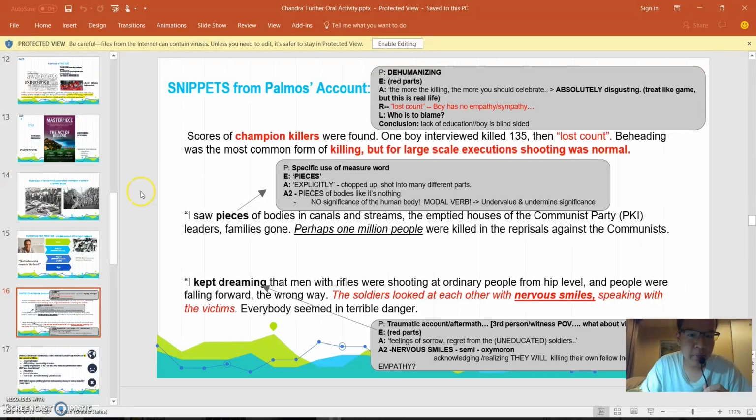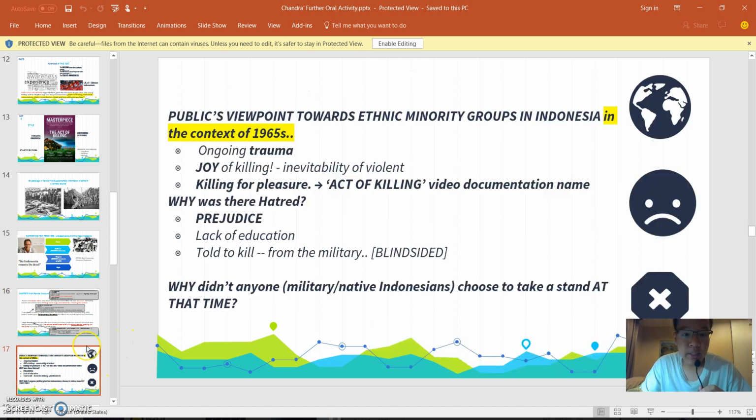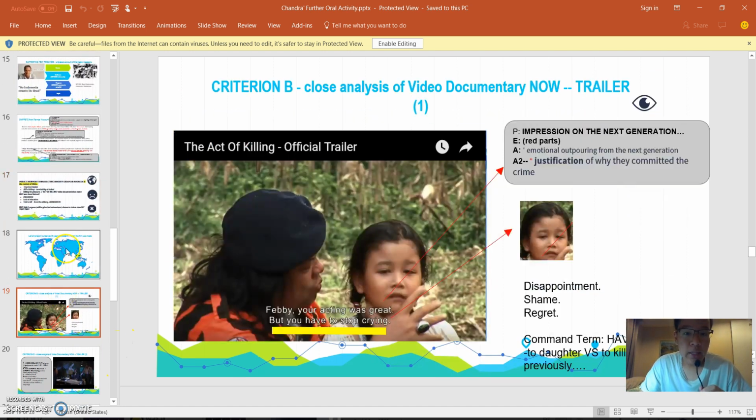This is Criterion B, where specific word choices, close analysis. Why was the word pieces used, right? And then analyze about it. Why was this word used? And then talk about the language, the audience reaction at that particular time, the reader's response, the writer's intentions, some alternative interpretations, right? Why? And then I even said specifically Criterion B, like close analysis.